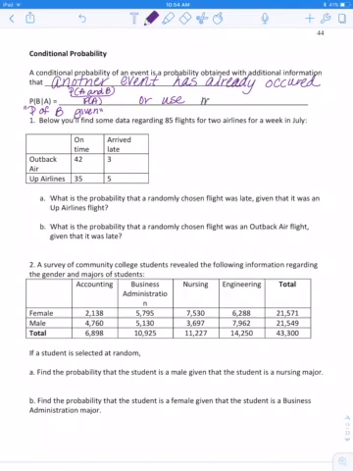I'm going to use the method shown. So I'm going to show you how to do this a little more intuitively.